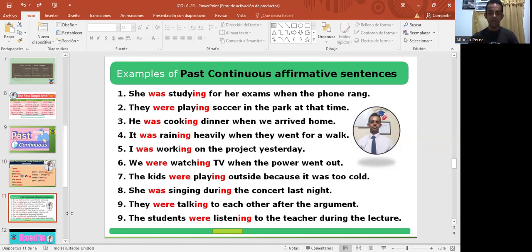Okay, if you want to negate, just add the word not or the contraction to contract the words be and not. She wasn't studying or she was not studying. They were not playing or they weren't playing. If you want to ask, move the verb be to the first position. Was she studying? Were they playing soccer in the park at that time? Was he cooking dinner when we arrived? So the first sentence is the most important, what is called the independent sentence. We'll be studying that in another lesson.